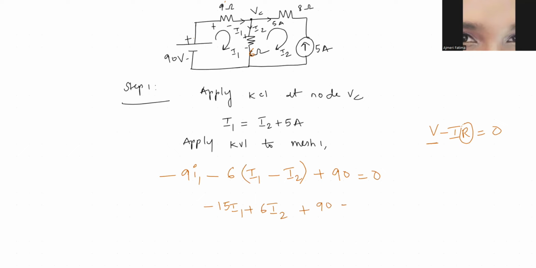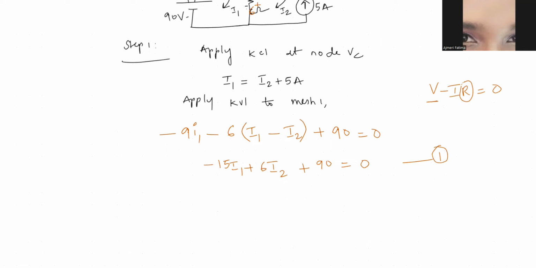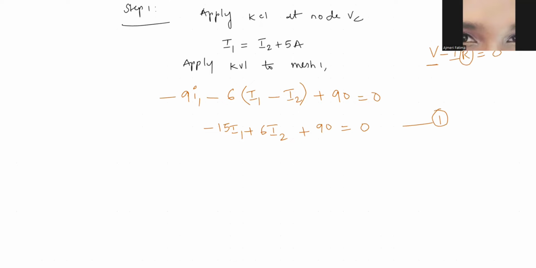Now, similarly, if you apply KVL to mesh 2, you'll get another equation. Let us quickly apply. Again, if you see, there is a drop across the resistance. If you are writing plus minus here, on the opposite side it would be the reverse of what you wrote in the first mesh. So let me just apply. 6 into, I'm taking second mesh, so it would be I2 minus I1. Okay, and it would be plus 8 I2 is equal to 0.